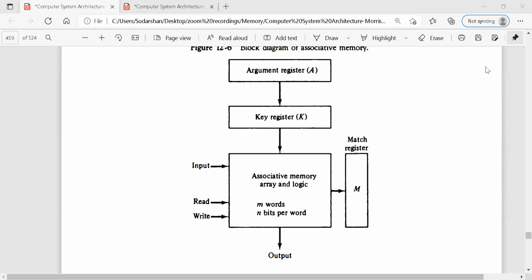Keep in mind, the argument register stores the content to be compared, which is n bits. The key register is used for masking, which is also n bits. The array memory size is m by n, that is, content addressable memory size is m by n. There are m words and n bits per word. The match register is also m bits, 1 bit per word. And you have the input signal, read signal, and write signal.